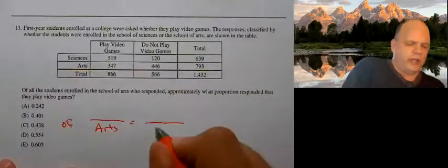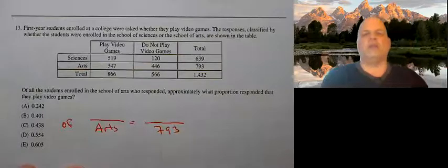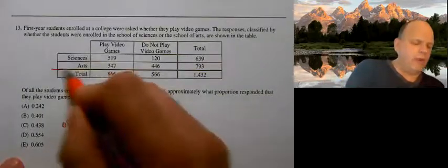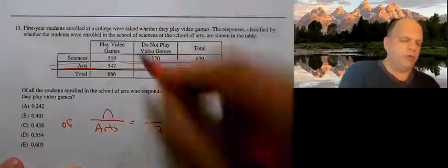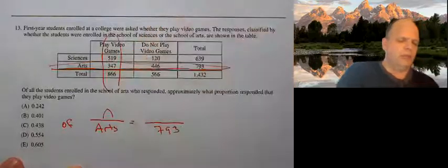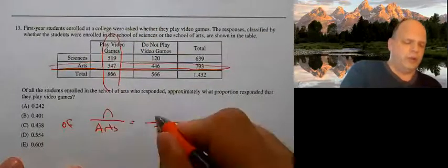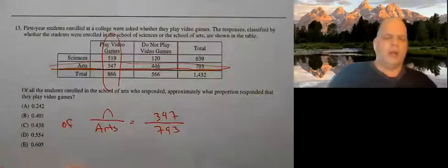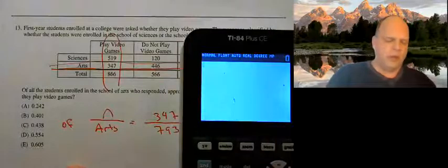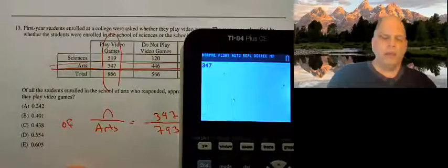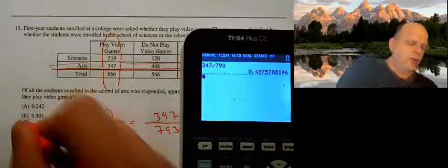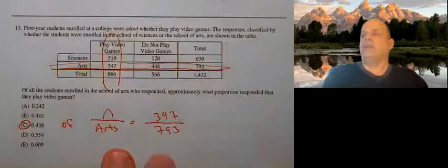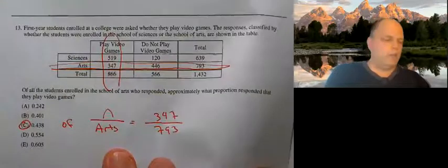And we have 793 from the School of Arts. What proportion play video games? And please remember, it's the intersection that goes in the numerator. So my intersection is 347. And if we take 347 and we divide it by 793, we end up getting 0.4375. Closest answer is C. So for number 13, we end up with C.